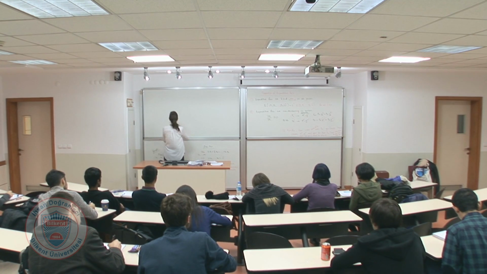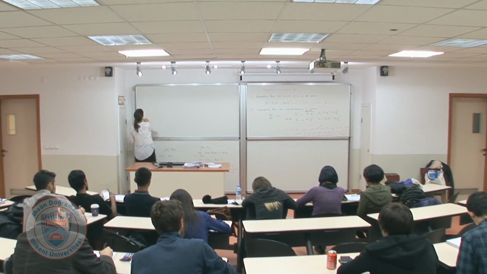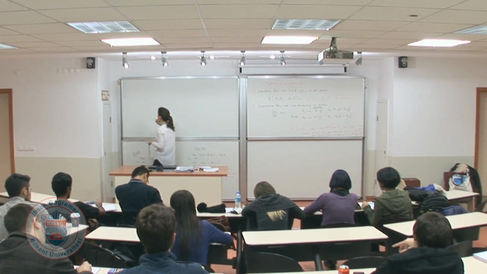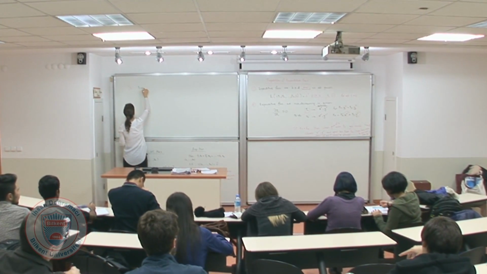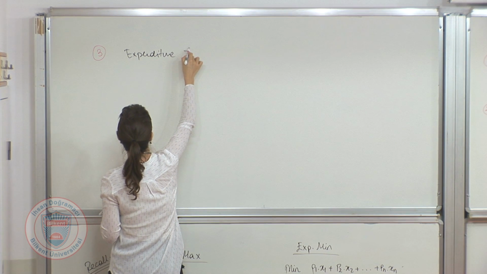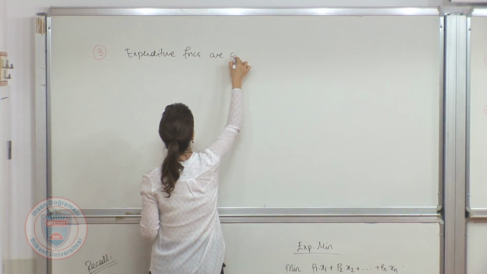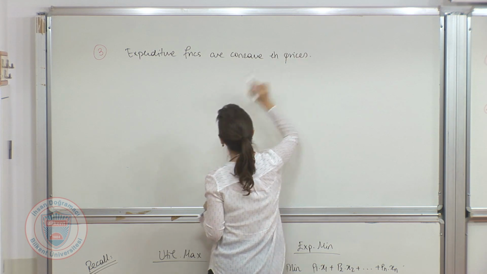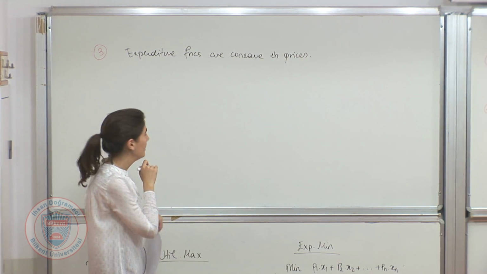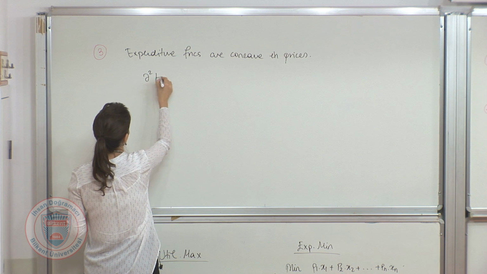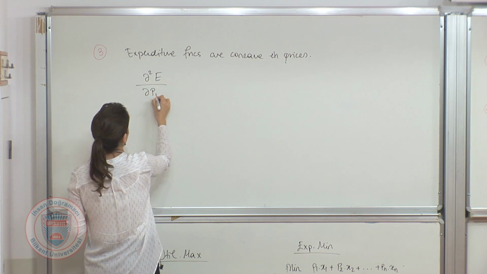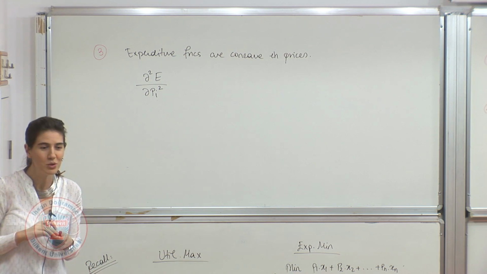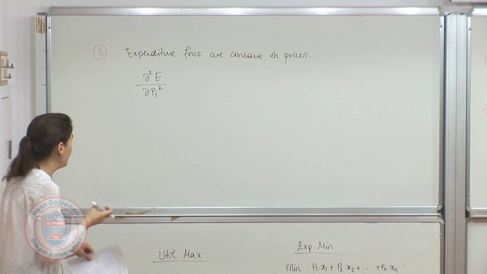And there is another one. So again, let's try to show this. These expenditure functions are concave in prices. Expenditure functions are concave in prices. So what does that mean? It means that the second derivative of this expenditure function is what? For concavity, it should be less than 0, right?